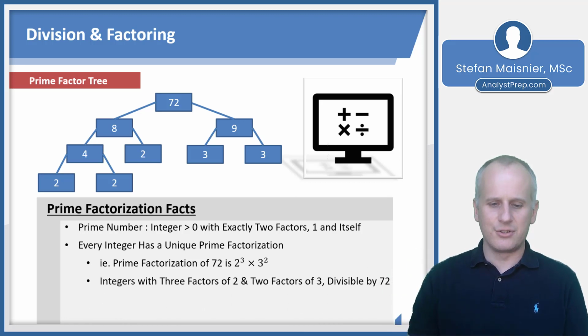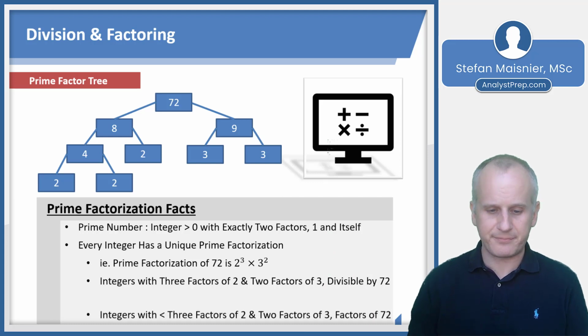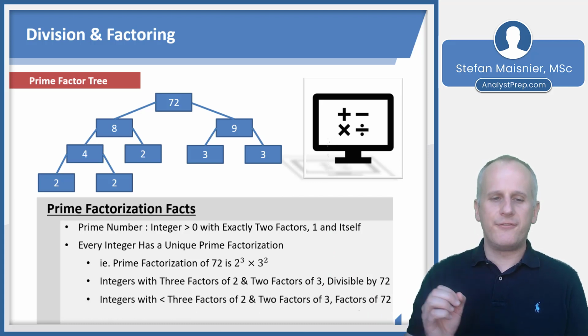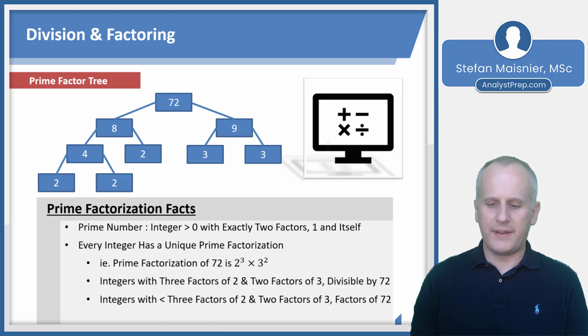So any integers with 3 factors of 2 and 2 factors of 3 will be divisible by 72. So you have 2 factors of 3 and 3 factors of 2, and say a factor of 11, still going to be divisible by 72. And any integers with fewer than 3 factors of 2 and 2 factors of 3, and equal to as well, are going to be factors of 72, because of course 72 itself is a factor of 72. So if we had 2 times 2, 4, that has fewer than 3 factors of 2 and 2 factors of 3, it's going to go evenly into 72.